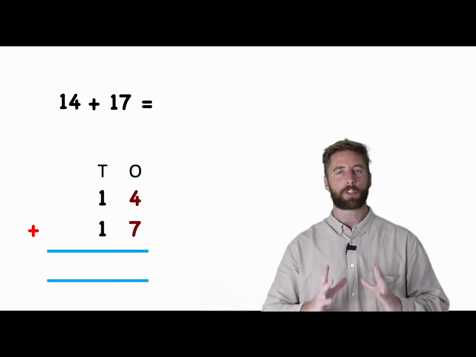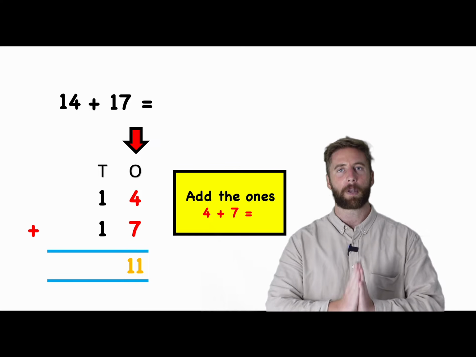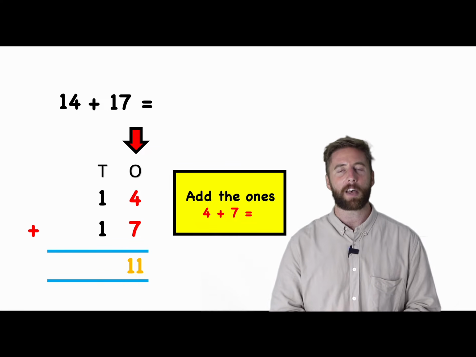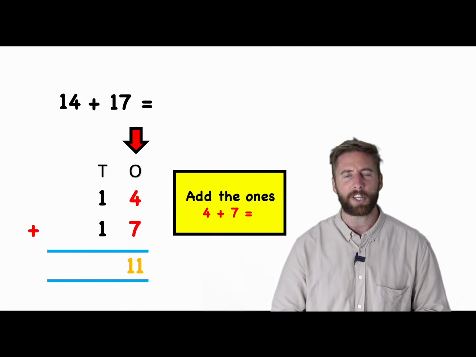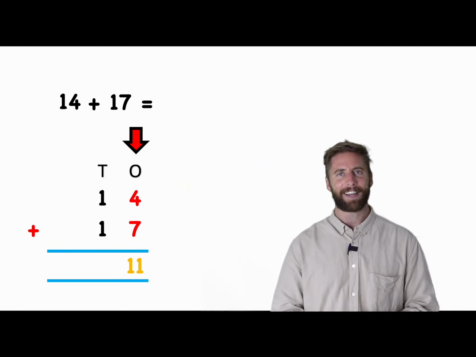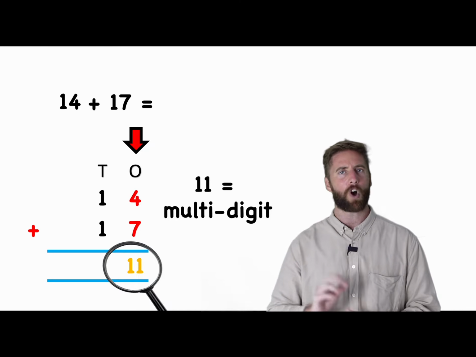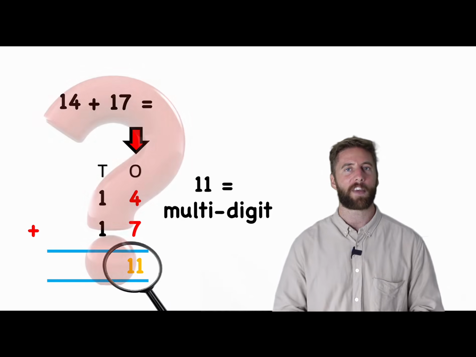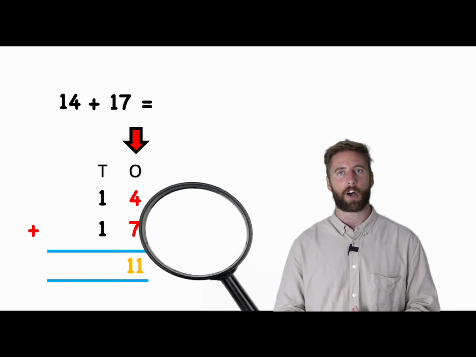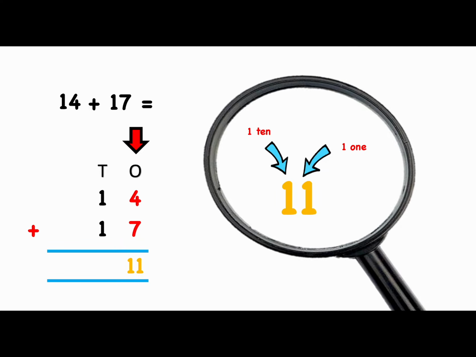Okay, here we go. First column, smallest value, 4 plus 7. 4 plus 7 equals 11. We've got a double digit. Our answer is a multi-digit. We've not had that before. What do we do? Well, let's have a think. Let's break down our answer and look at it. What does it actually represent?